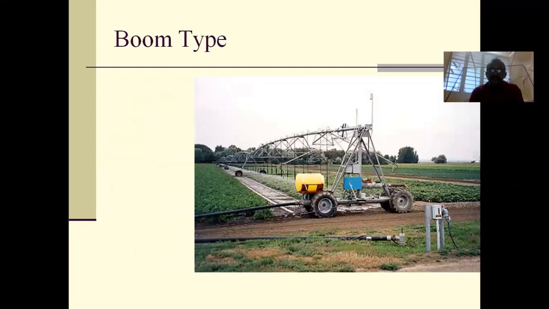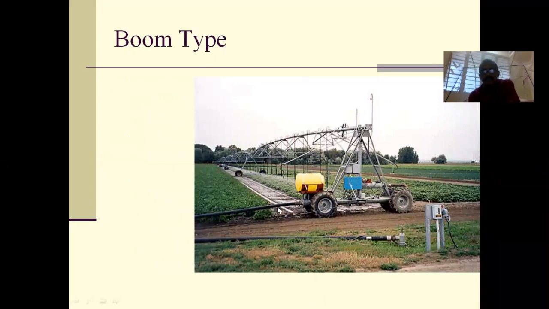And this is the continuous move system. This is an image which depicts a continuous move system, and this is called the boom type. In boom type, at both the ends, the sprinkler system is kept on wheels. When irrigation is being done, the entire system will linearly move this way, and water is supplied through a hose.